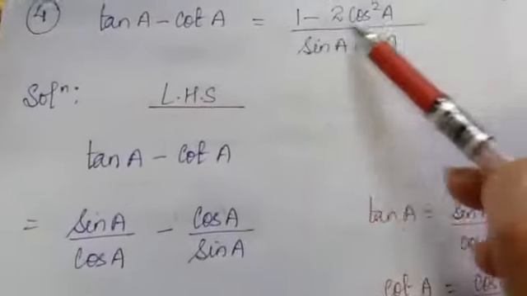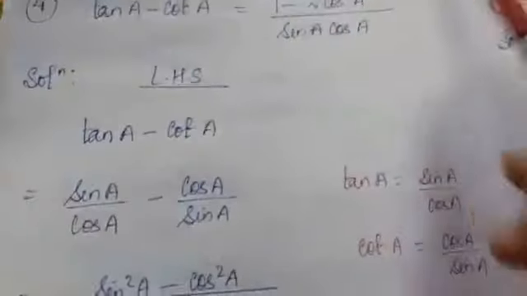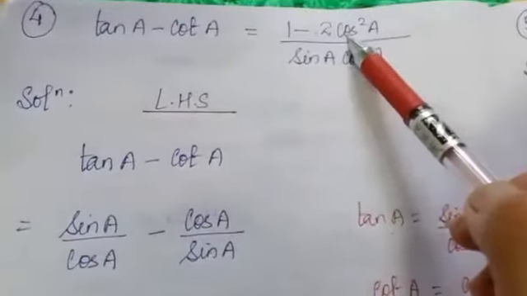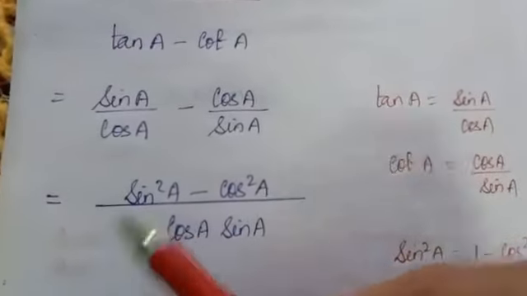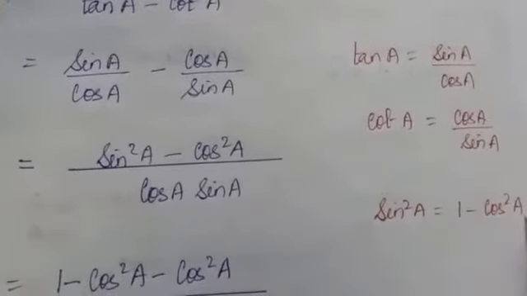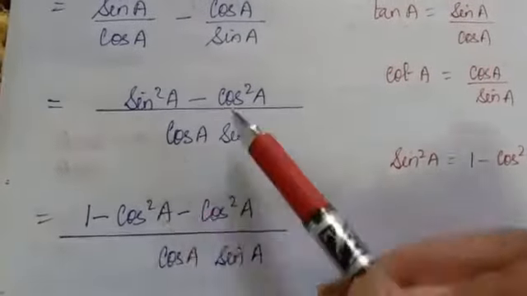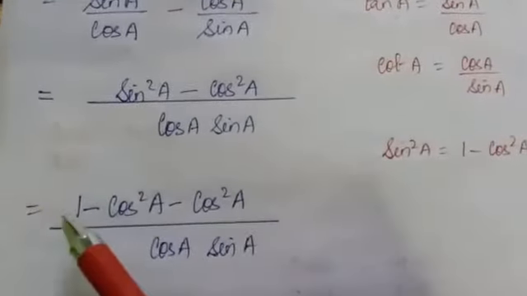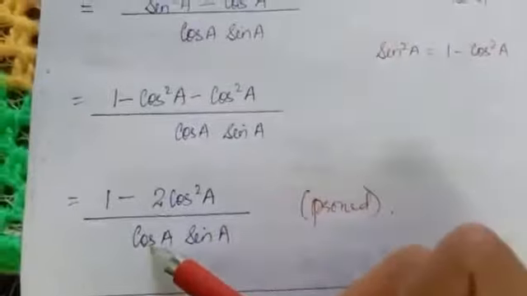Now see right hand side. Denominator, we got denominator, but we have to change this numerator. If you see numerator, there is cos square A. We don't have sine in the numerator. So we have to convert this sine into cos. Sine square A is 1 minus cos square A. So in place of sine square A, we will write 1 minus cos square A, minus cos square A. 1 minus cos square A minus cos square A. Same sign, addition. 2 cos square A divided by cos A into sine A, proved.